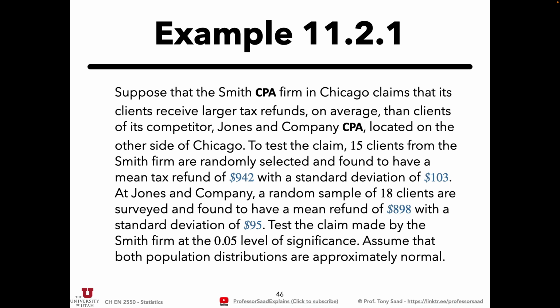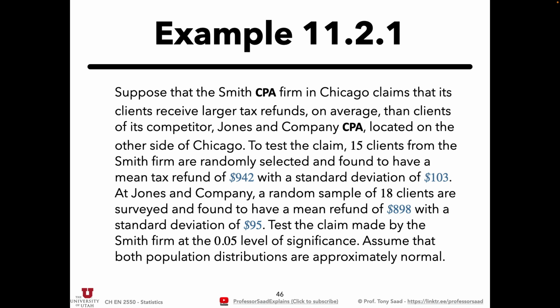And obviously, because we have 15 and 18 clients, so in each case it's less than 30, we have to assume that the population distributions are approximately normal. So for the tax refunds of Smith Company and the tax refunds of Jones Company.